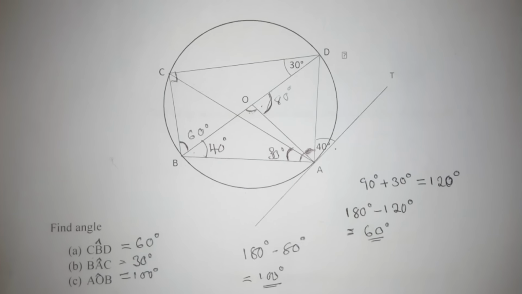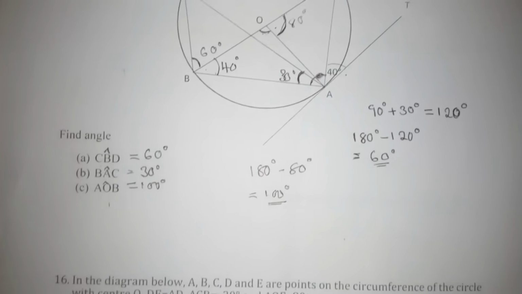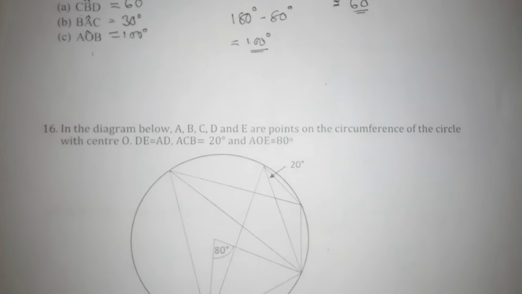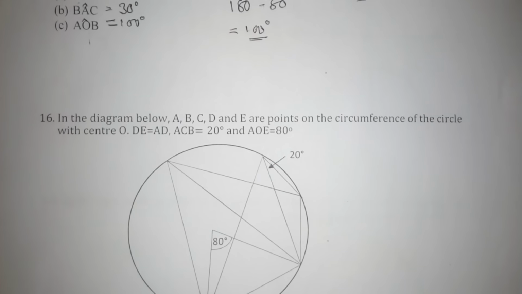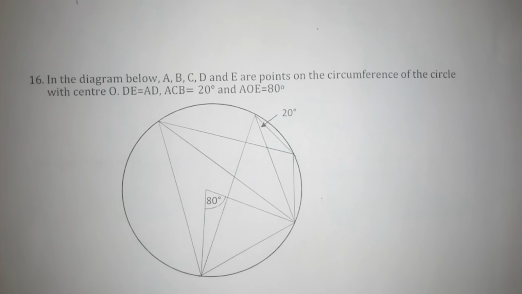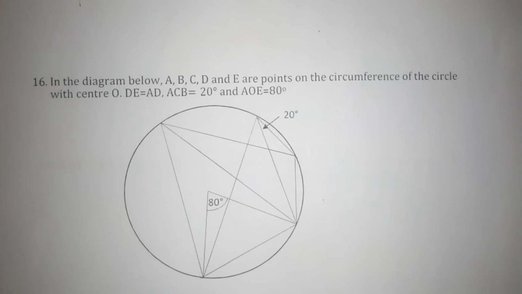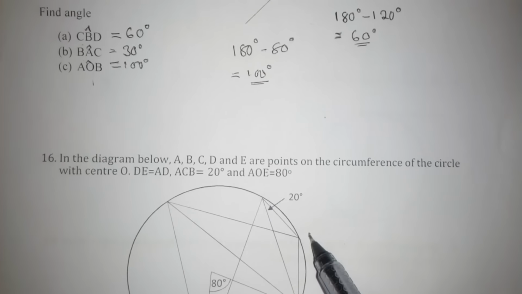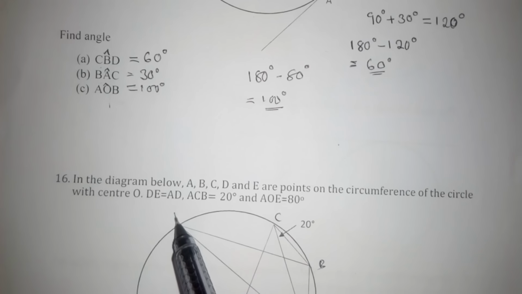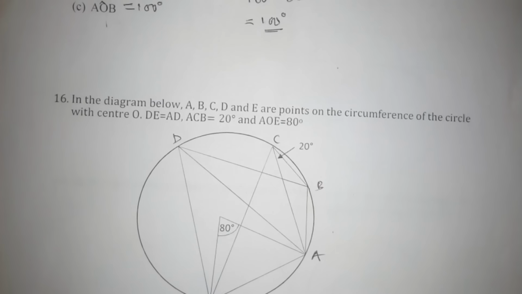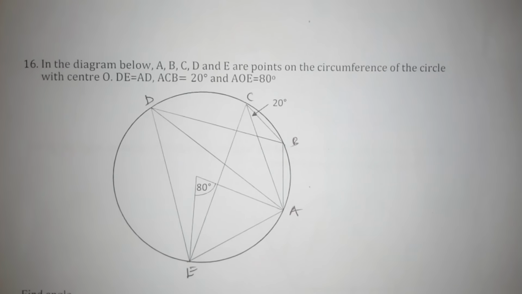So these are the solutions. We go to the next question. This question came in, I think it's July 2019. Okay, so they're saying in the diagram below, A, B, C, D, and E are points on the circumference. So A is supposed to be here, B, C, D, and E here. So this is how it's supposed to be.